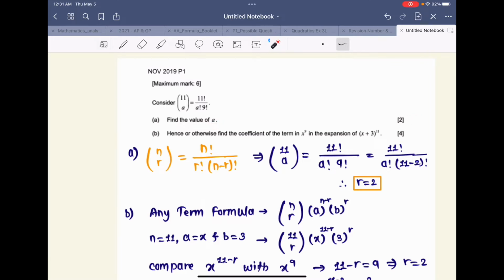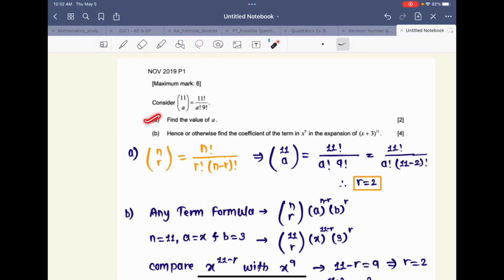There is a formula in the formula booklet, which is nCr is n factorial over r factorial times n minus r factorial. If I compare this with n is my 11, A is my r, which is r factorial, A factorial. So definitely 9 factorial is my n minus r factorial. n is already my 11, so 11 minus 2 gives me 9. So definitely my r value is 2. So r here is 2, which is basically your A. A is 2.